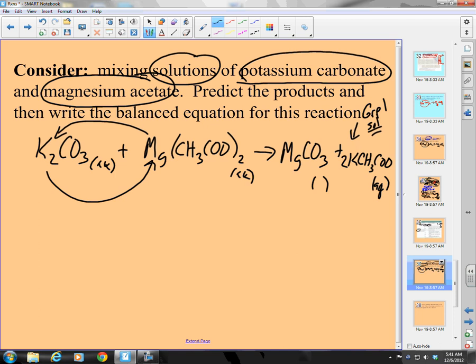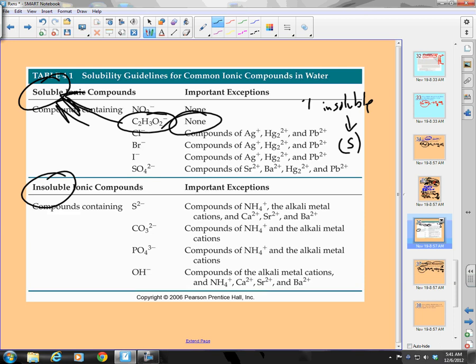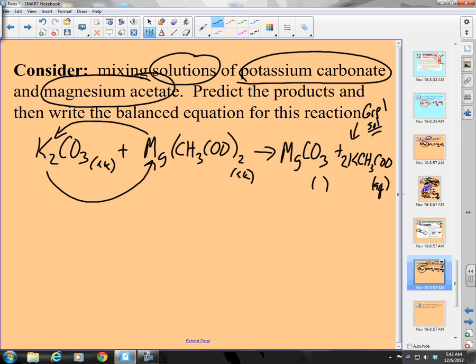Good. What about magnesium carbonate? Let's go back. We need to check out our carbonates. Now, where are carbonates? Here is carbonate. Carbonates are insoluble except ammonium and alkali metals. That's group 1, right? Is magnesium a group 1? No, it's not. So that would mean this is insoluble. My magnesium carbonate is insoluble, so I put an S there, and woohoo!